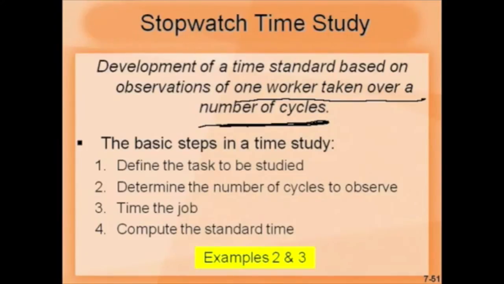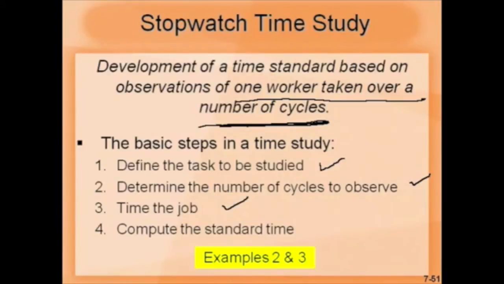So the basic steps are: define the task to be studied, determine the number of cycles to observe. As you know, in statistics, anything more than 30 is a large or decent sample, especially if a lot of variability is expected. But if you expect consistent data, then even a smaller sample size could be enough, maybe 5 or 10. So one has to determine how many data points, how many cycles will be observed.